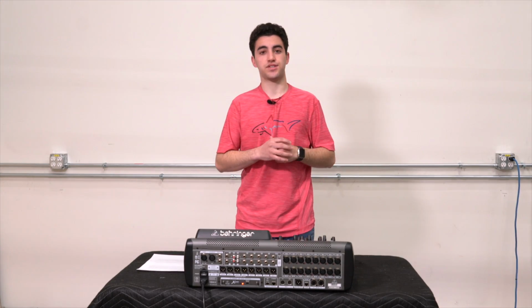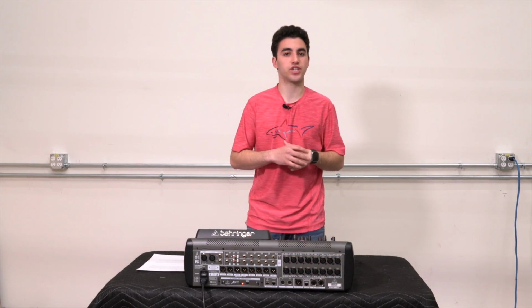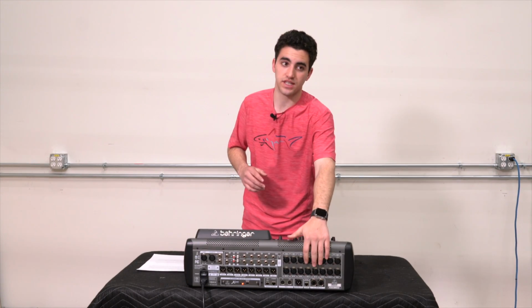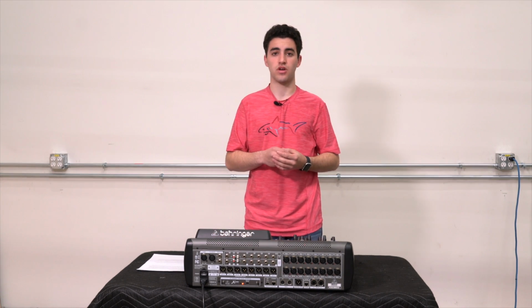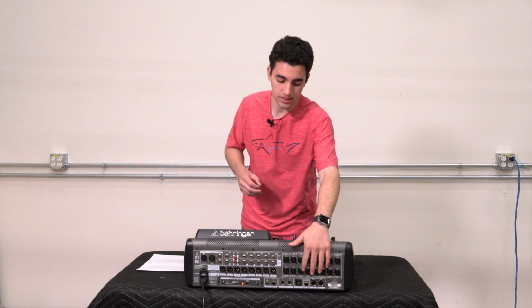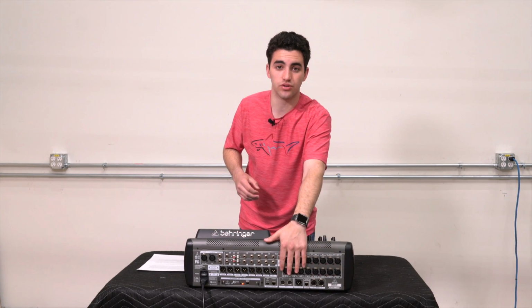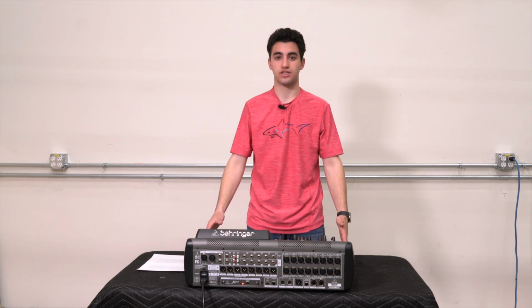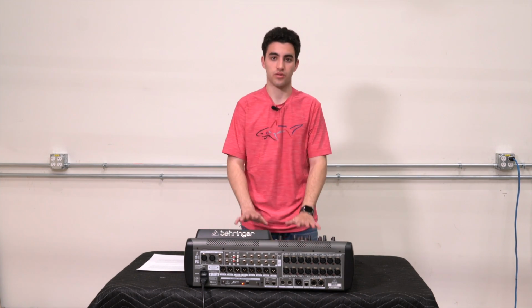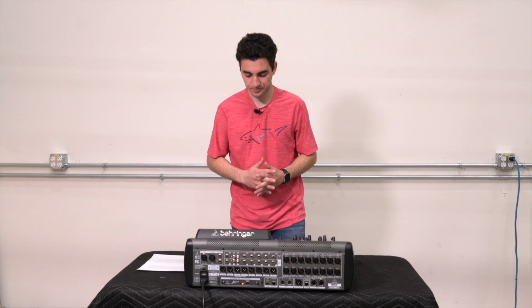Now, since this is a 16/32 channel console, we have 16 inputs and 8 outputs on the back. On the bigger console, we have 32 inputs and 16 outputs. So the bigger console essentially is a double of what the compact console is.